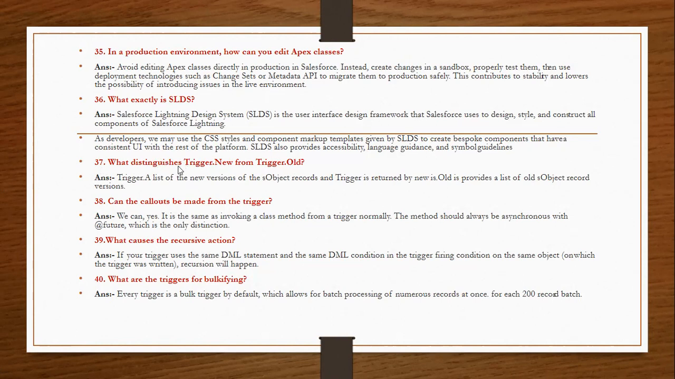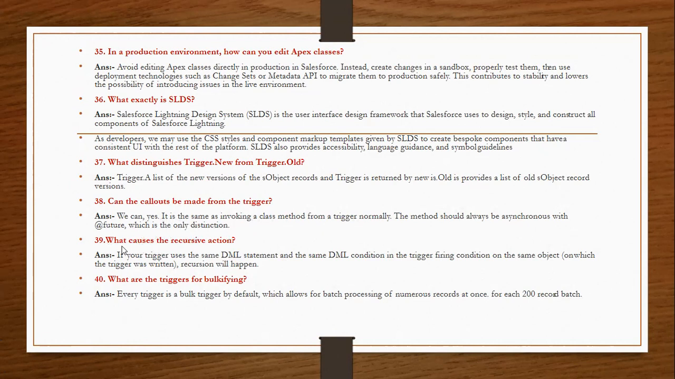Next question. What is the distinction between Trigger.new and Trigger.old? Trigger.new returns a list of new versions of the object records, and Trigger.old provides a list of the old object record versions. Next, can a callout be made from triggers? We can, yes. It is done by invoking class methods from the triggers. Normally, the methods should always be asynchronous with the future annotation, which is the only distinction.